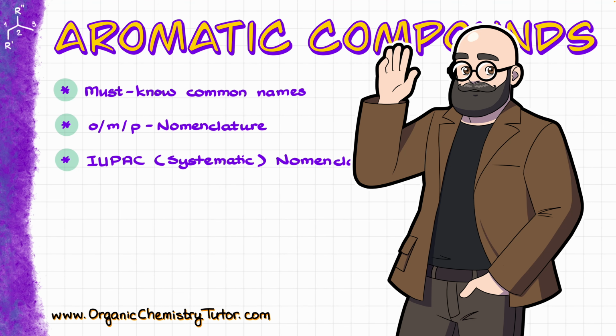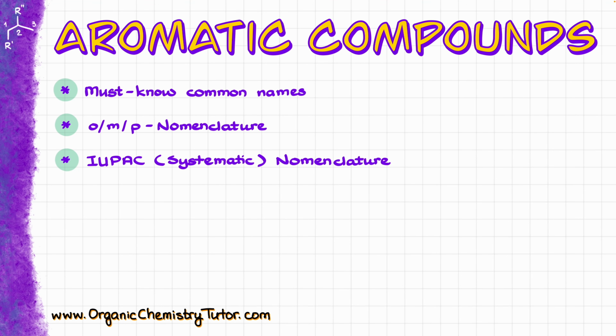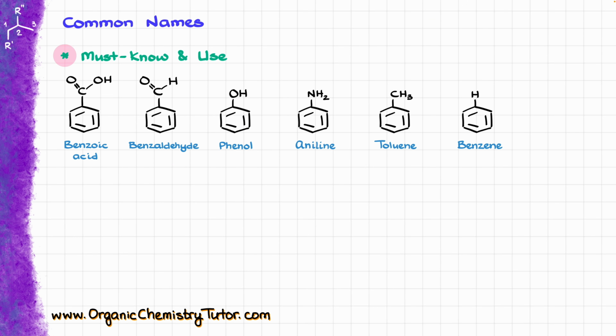Hey everyone, Victor is here, and in this video I want to talk about everything you need to know about the nomenclature of aromatic compounds for the test. We are going to talk about the must-know common names, we will talk about the Ortho-Meta-Para nomenclature and its limitations, and of course we are going to discuss the IUPAC or the systematic nomenclature of aromatic compounds as well. And so let's jump into our common names right away.